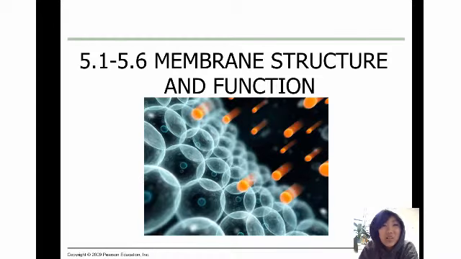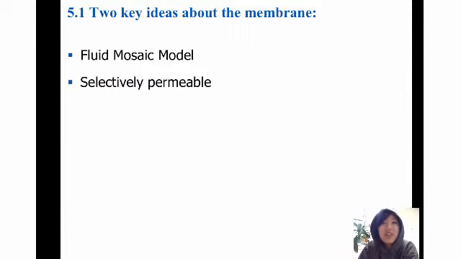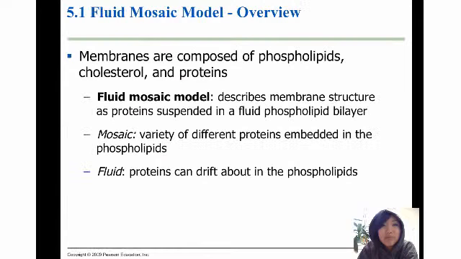Okay, so we'll start. The two big ideas that you need to know about the membrane is that it's described by the fluid mosaic model and that it's selectively permeable. Those are the two big ideas about the membrane in terms of its structure, and we will describe them in just a bit.